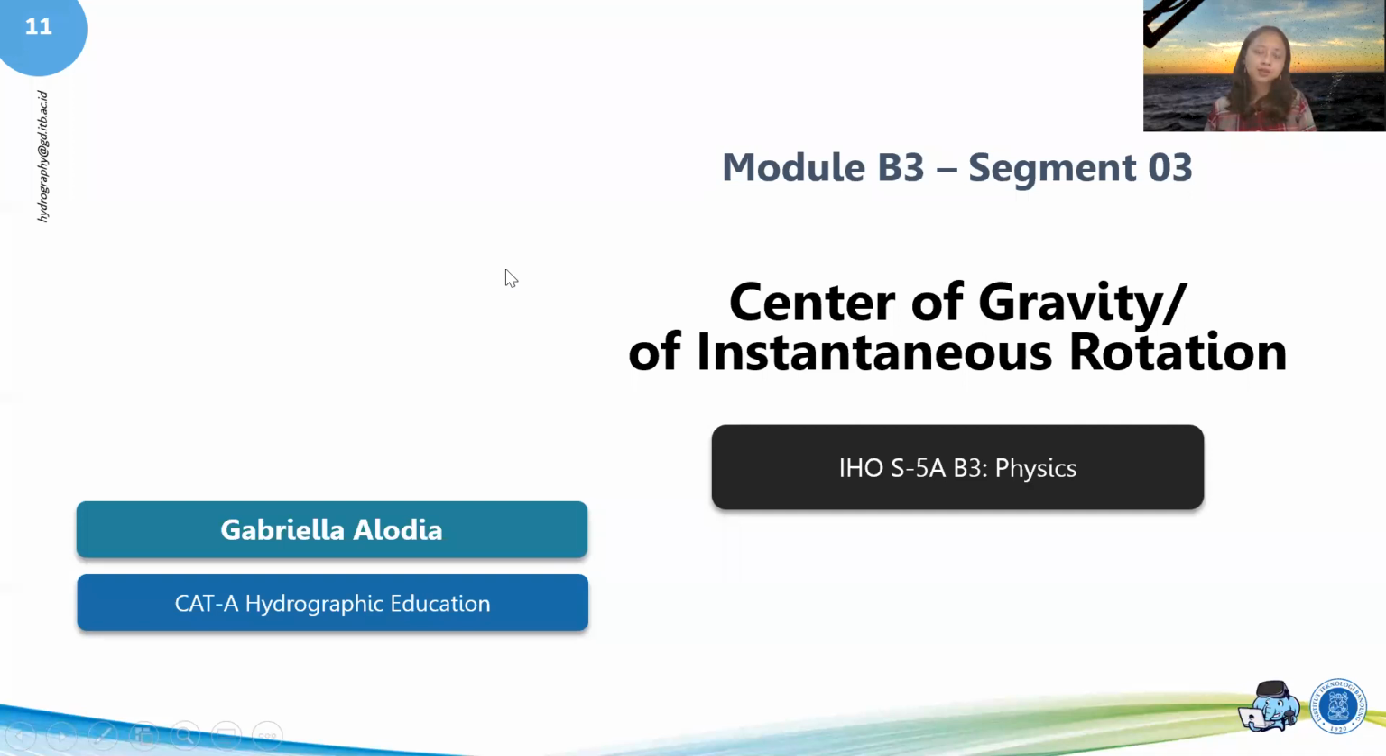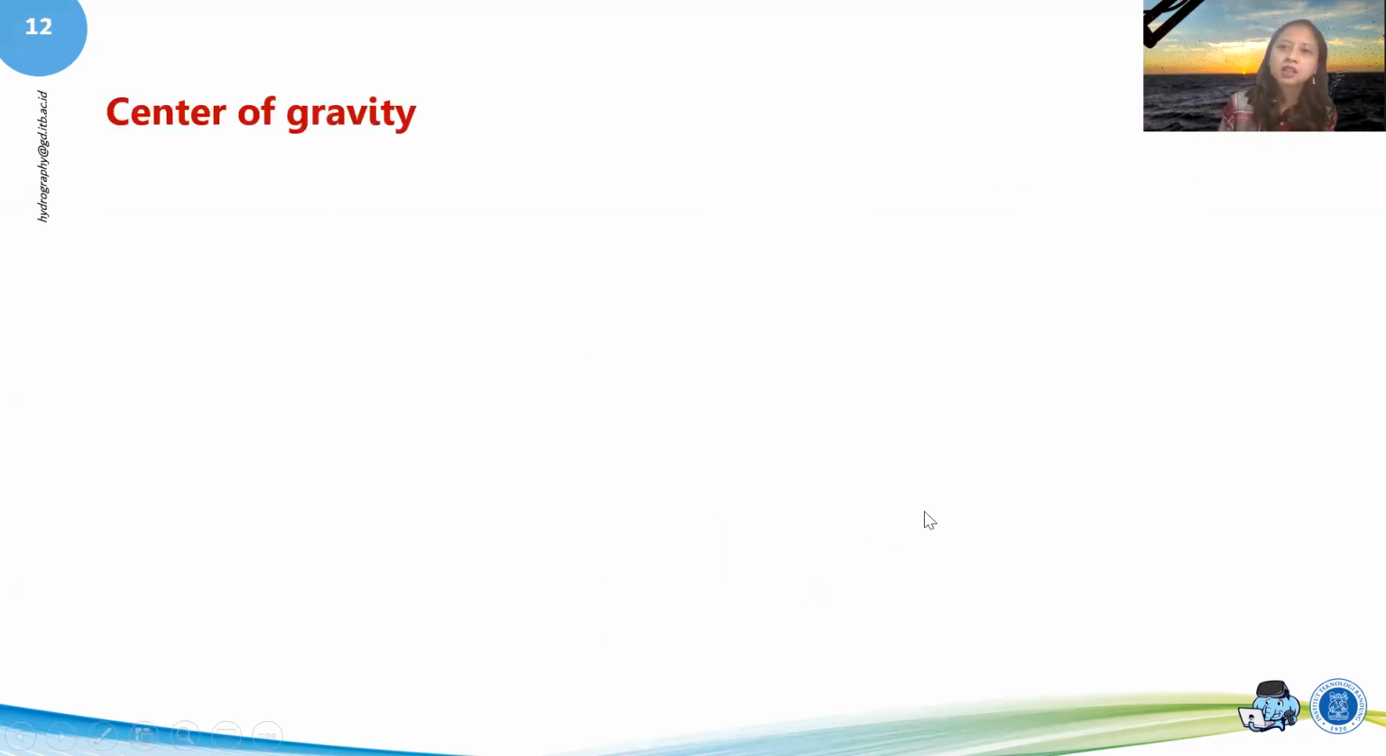Okay, so in the previous segment, we have been talking about inertial frame and earth fixed frame. Now we will be talking about the center of gravity and instantaneous rotation, or center of instantaneous rotation, because we have been talking about gravity a little bit in the last segment. So firstly, the center of gravity.